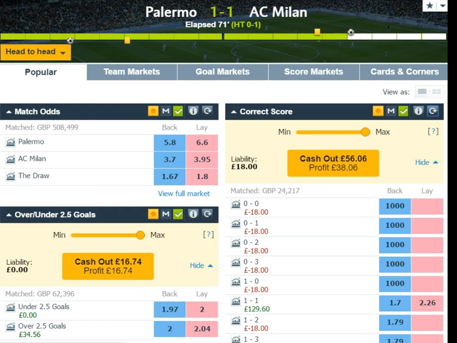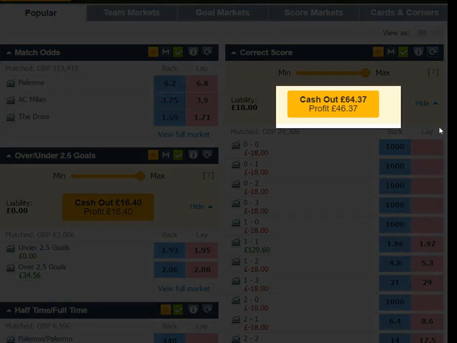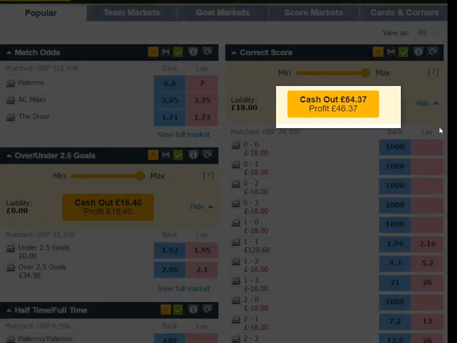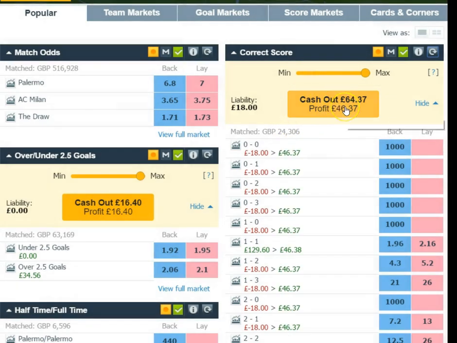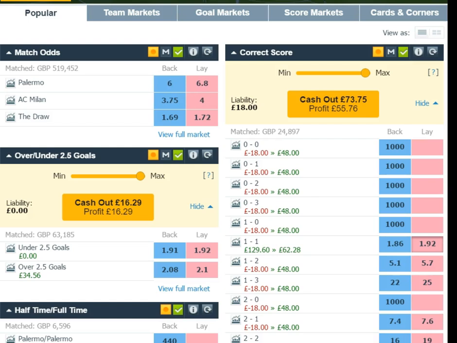I wanted to really stick with my pre-match judgment that AC Milan would win this game. So I was happy just to leave that over under 2.5 market alone for the time being, just hope for another goal and aim for that £34.56 potential green there. But at least I was going to hedge the correct score market. As you can see, I did that.